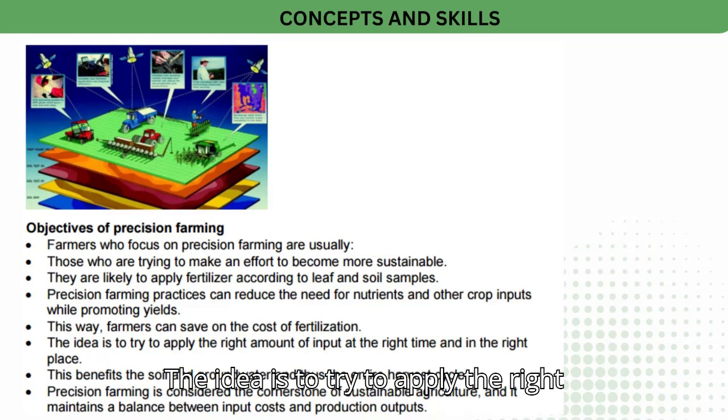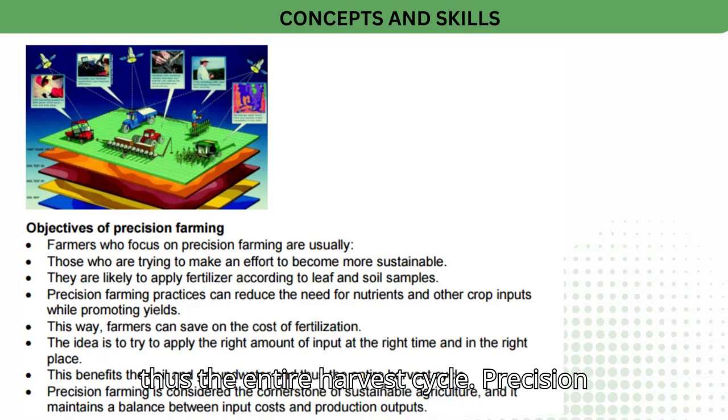The idea is to try to apply the right amount of input at the right time and in the right place. This benefits the soil and groundwater and thus the entire harvest cycle. Precision farming is considered the cornerstone of sustainable agriculture, and it maintains a balance between input cost and production outputs.